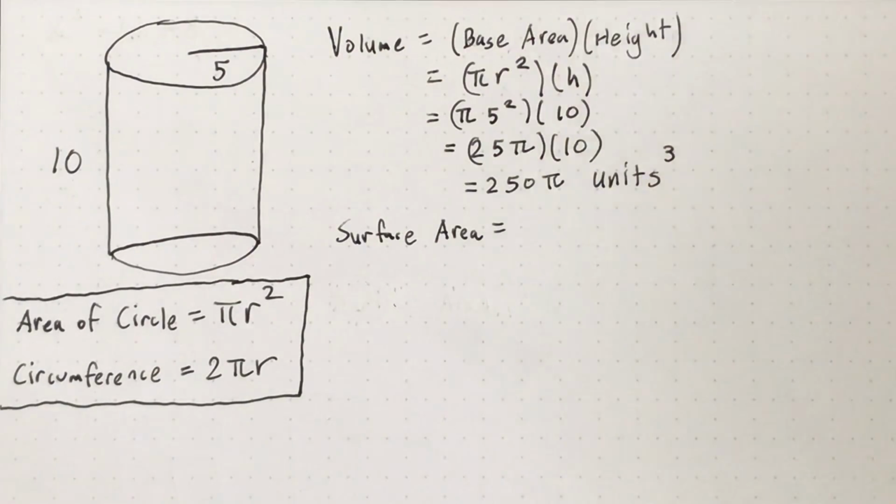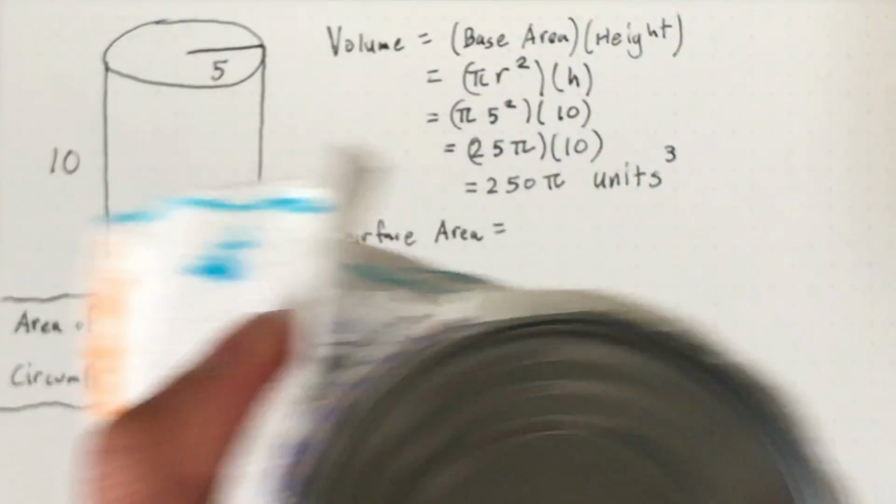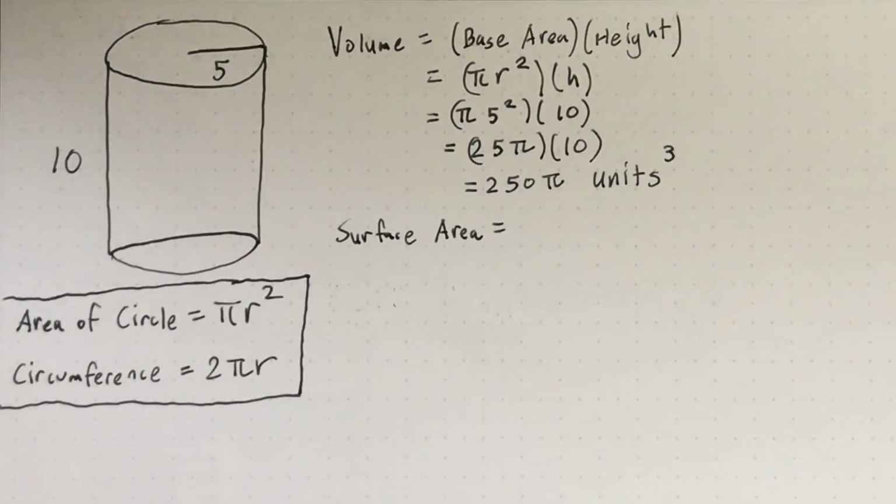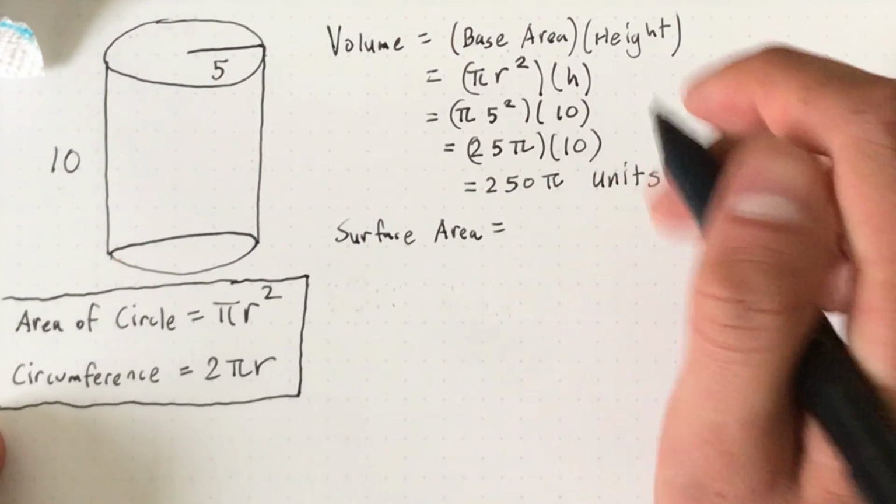Okay, so now surface area. Again, surface area is basically finding the area of all the outside surfaces of the solid. So for a cylinder, there's a top side, bottom side, and then the middle side.